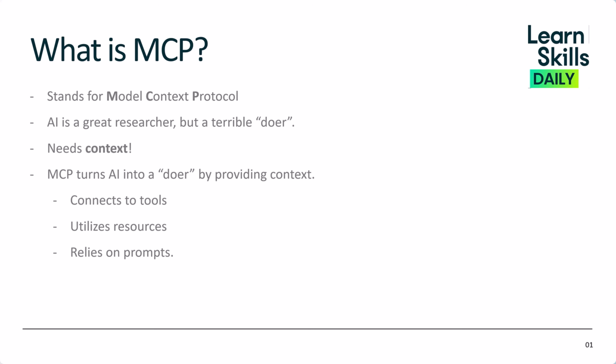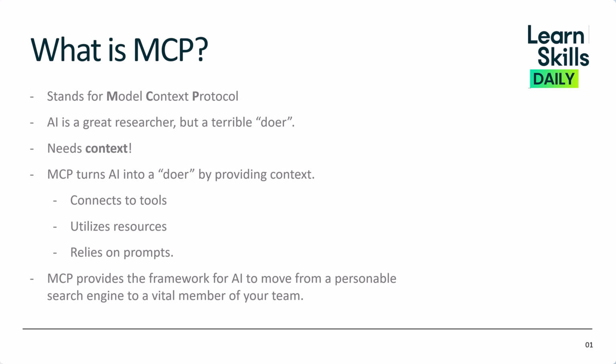So you're not just relying on the training data of the AI, you're incorporating other pieces of information, such as your Google Sheets or your Slack messaging system or your calendar, your CRM. You're incorporating actual real world data or context that's going to allow the system to make decisions and actually do some work as opposed to just providing information. So that's what MCP does. It provides that framework for AI to move from a personable search engine to a vital member of your team that can actually perform tasks and do work.